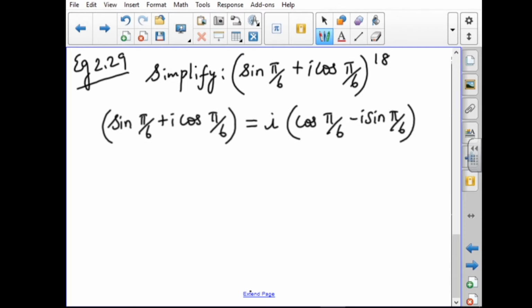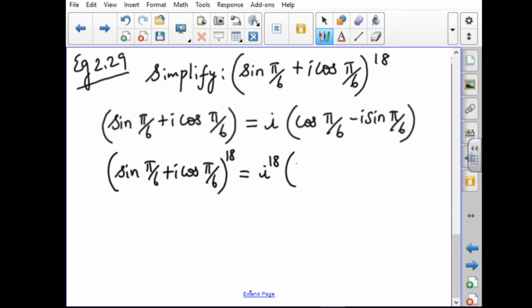Okay. So now we have changed the term. Now we have to take the power of 18. So raising to the power of 18, next step, (sin pi by 6 + i cos pi by 6) whole to the power 18 is equal to i to the power 18, taking the power for the bracket also, (cos pi by 6 - i sin pi by 6) whole power 18.